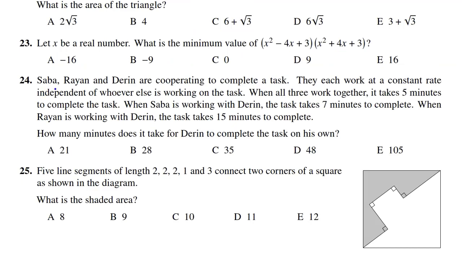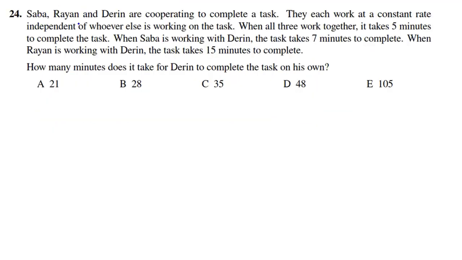And I tell you one important idea to solve these types of problems. Okay, it says Saba, Ryan, and Darren are cooperating to complete a task. They each work at a constant rate independent of whoever else is working on the task. When all three work together, it takes 5 minutes to complete the task. When Saba is working with Darren, the task takes 7 minutes.